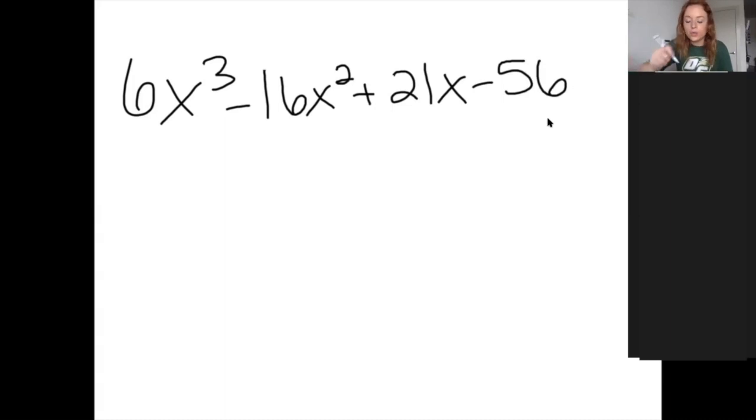Okay, so that has 4 terms, because if we remember in the very beginning of the year, we talked about the terms: the pieces of an expression that are separated by addition or subtraction. So that has 4 terms. So when we factor by grouping, we group the first 2 terms with the last 2 terms. So I'm going to group first 2, last 2.